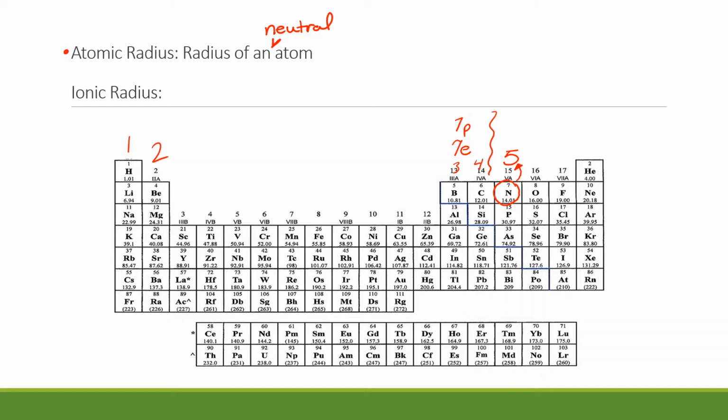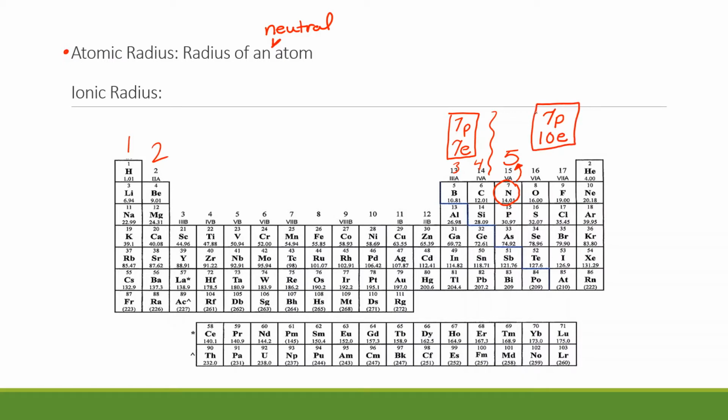So let's figure out how many electrons nitrogen would want to gain or lose. Well, it's going to want to gain 3 because that's the easiest way for it to get to 8. So I could have a neutral nitrogen atom, but it is also possible I could have an ion of nitrogen, which would have 7 protons and 10 electrons.